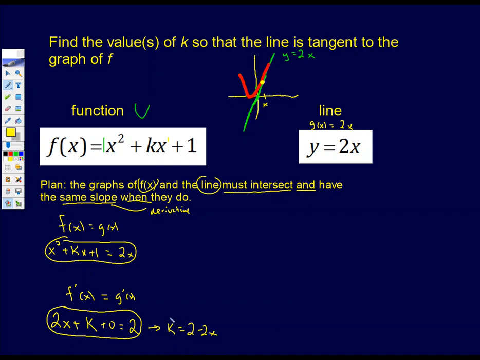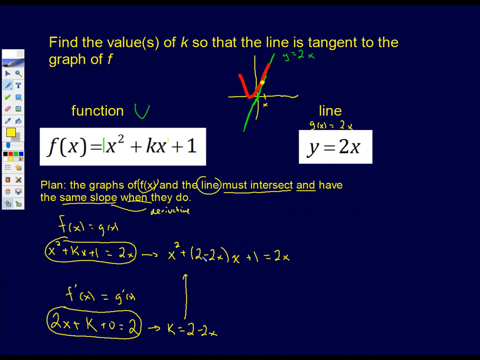And you can now take that and replace it up in the other equation. So we're going to go up here now. This one comes across, and replacing k with the quantity 2 minus 2x. And there it is. So read it again. This is x squared plus kx plus 1 equals 2x.